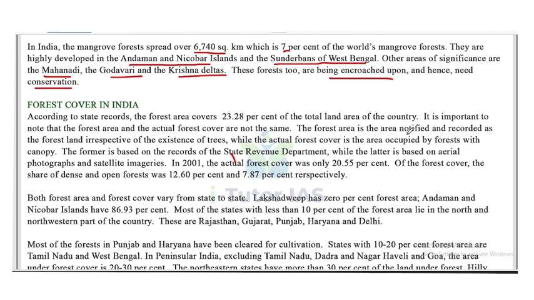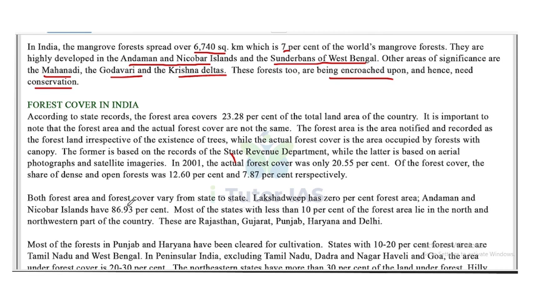The forest area is the area notified and recorded as the forest land irrespective of the existence of trees, while the actual forest cover is the area occupied by forest with canopy. The former is based on the records of the State Revenue Department, while the latter is based on aerial photographs and satellite images. In 2001, the actual forest cover was only 20.55%. Of the forest cover, the share of dense and open forest was 12.60% and 7.87% respectively.